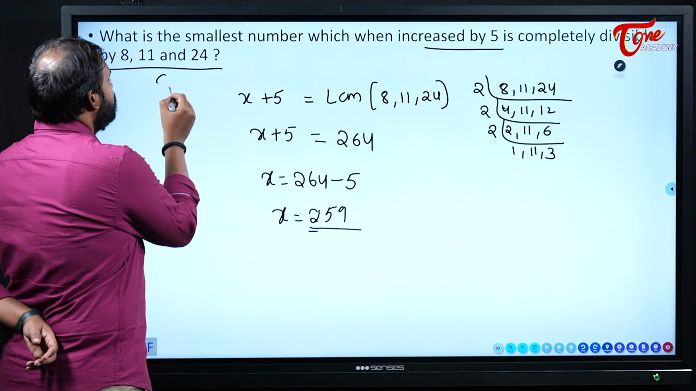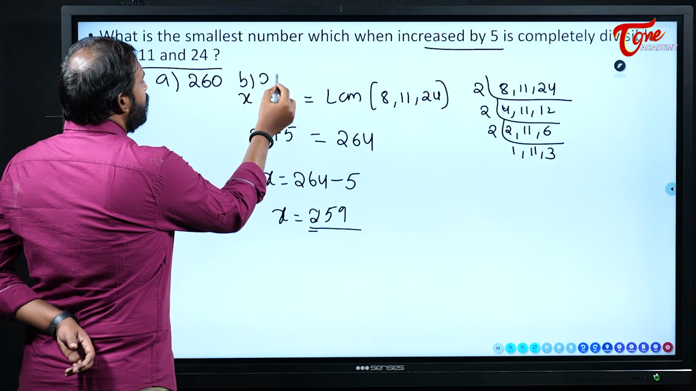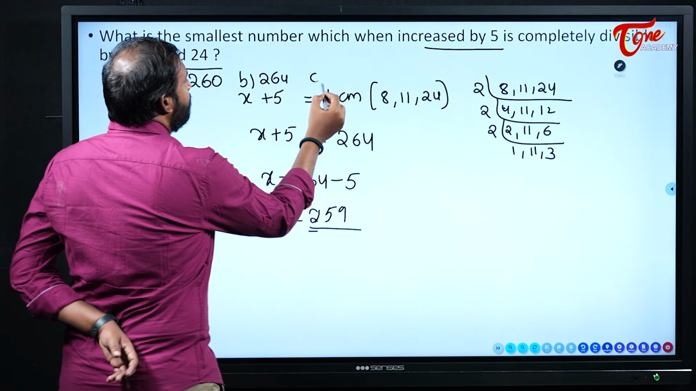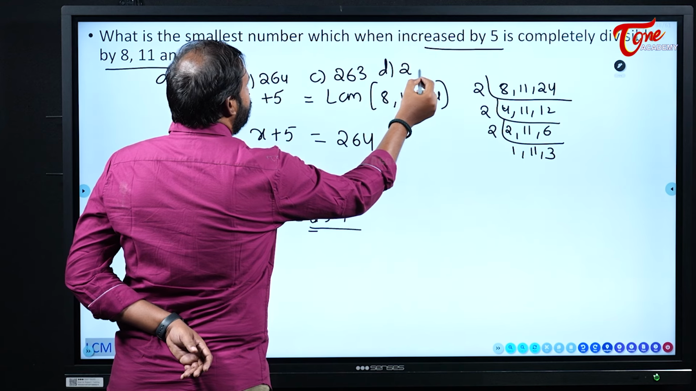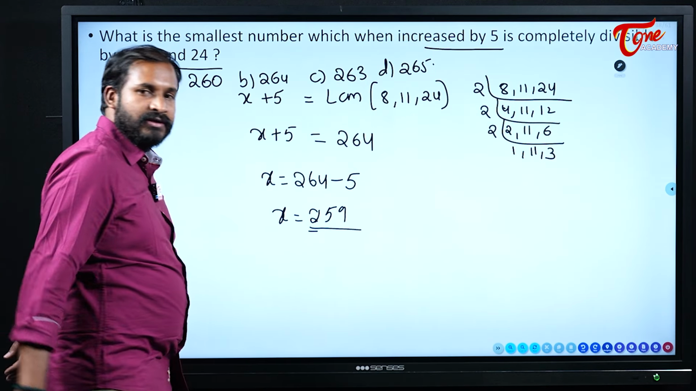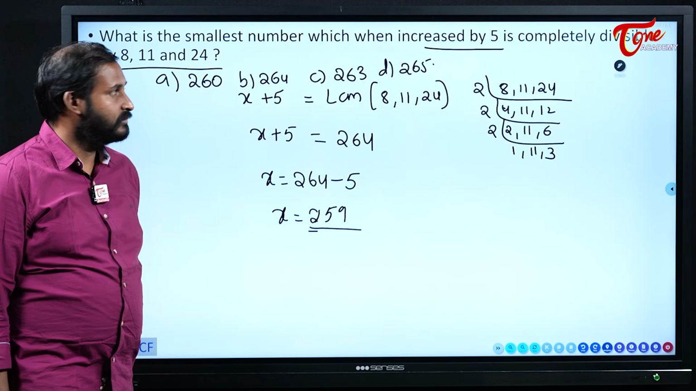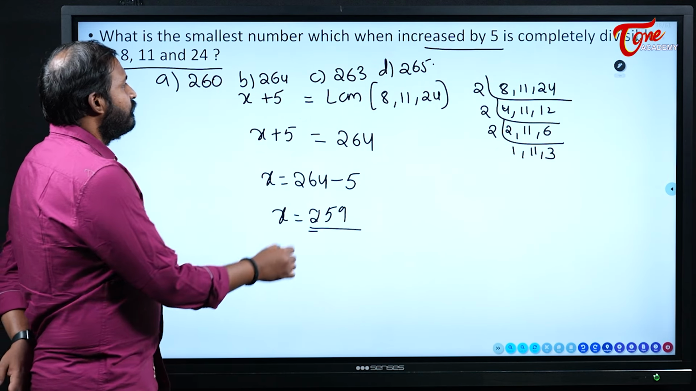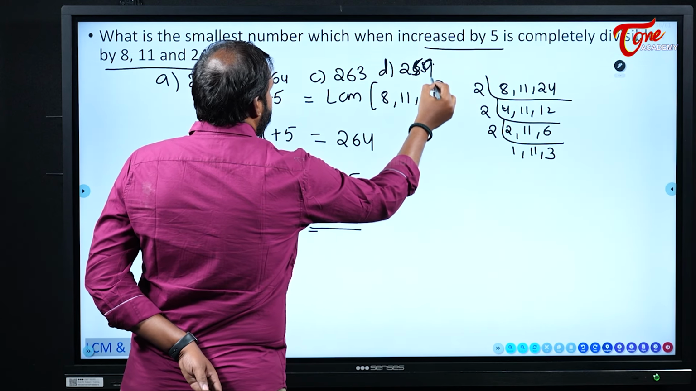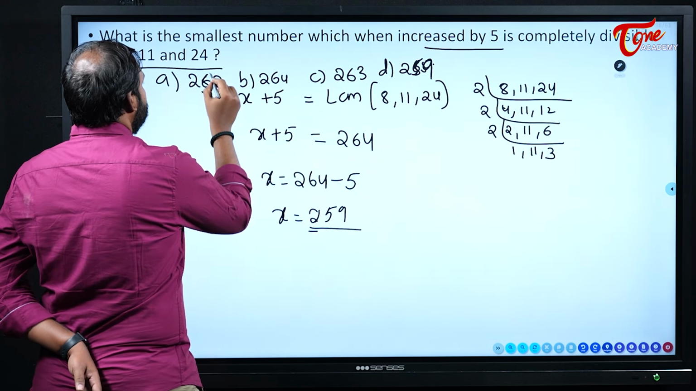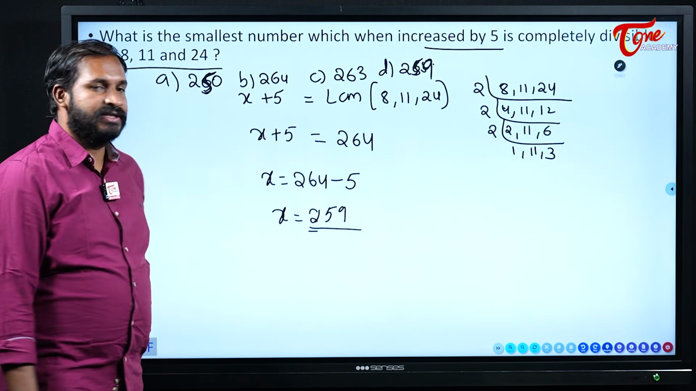Usually what they will give is options something like this: 260, 264, 263 and 265. Like this they will give you some options, and always please verify the options from the smallest one. Sorry, 259 is the correct answer, right? So I will write 259 and 250. Assume the options are 250, 264, 263 and 259.